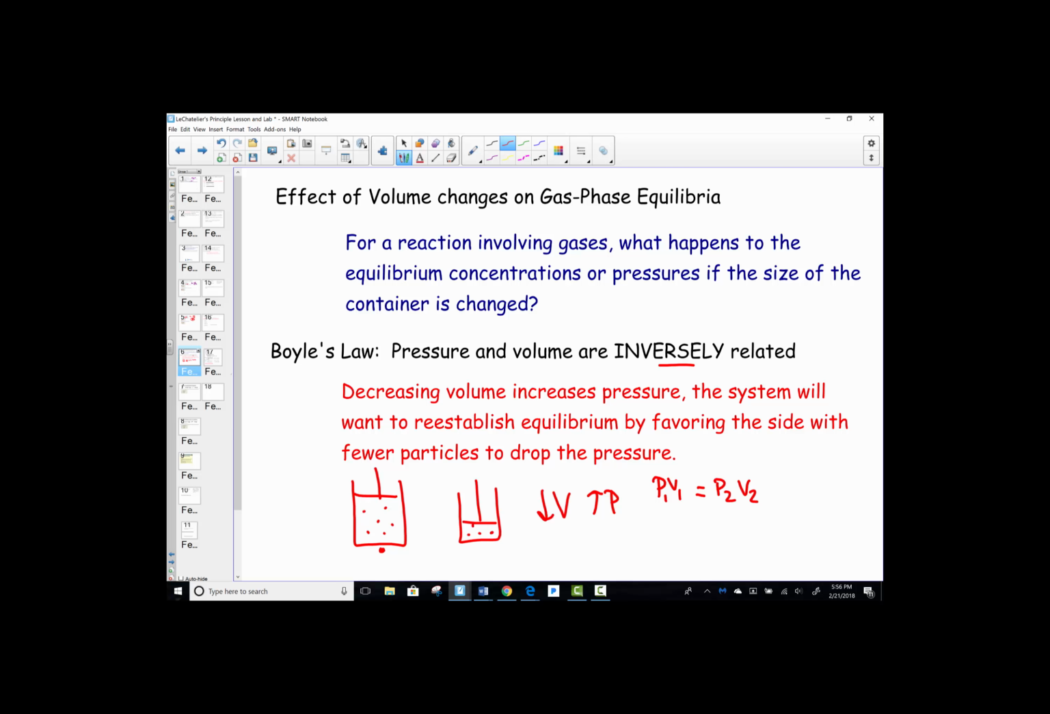Now, how do we manipulate pressure changes in a system? We do so by changing the volume of the container the molecules are held in. If we decrease volume, we increase pressure. And the system wants to reestablish the equilibrium, so it wants to favor the side with the fewest gaseous particles to drop the pressure. Remember, collisions are the definition of pressure. If I have a system with a lot of gaseous molecules, that's high pressure. If I want lower pressure, I want to create fewer molecules in our dynamic equilibrium.